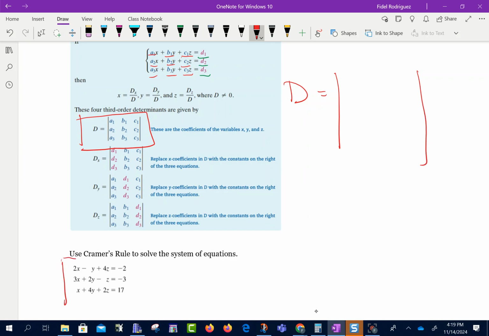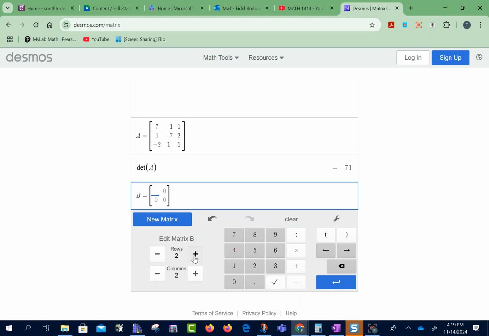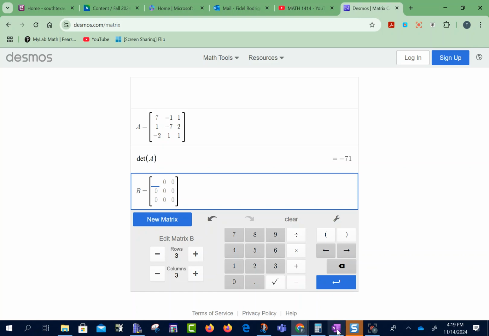The determinant for D, y'all, excuse me, it's just going to be those numbers there. Sorry, 2, 3, and 1. Negative 1, 2, and 4. 4, minus 1, and 2. Now, y'all, I'm not going to do this by hand. I'm definitely going to go back to my Desmos matrix calculator. I'm going to type in a new determinant, 3 rows and 3 columns, okay?